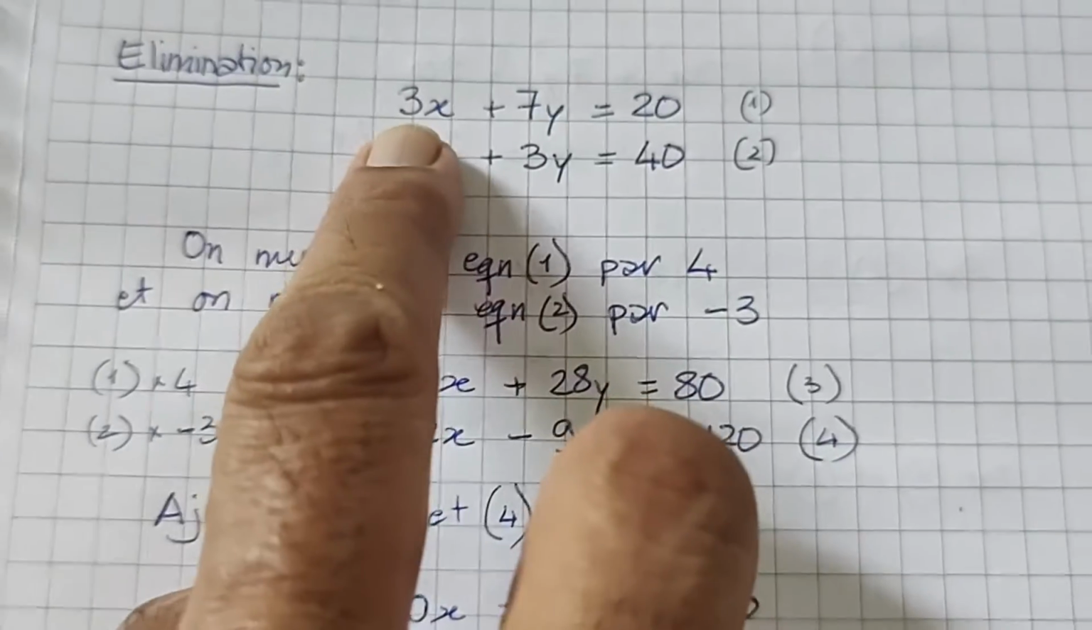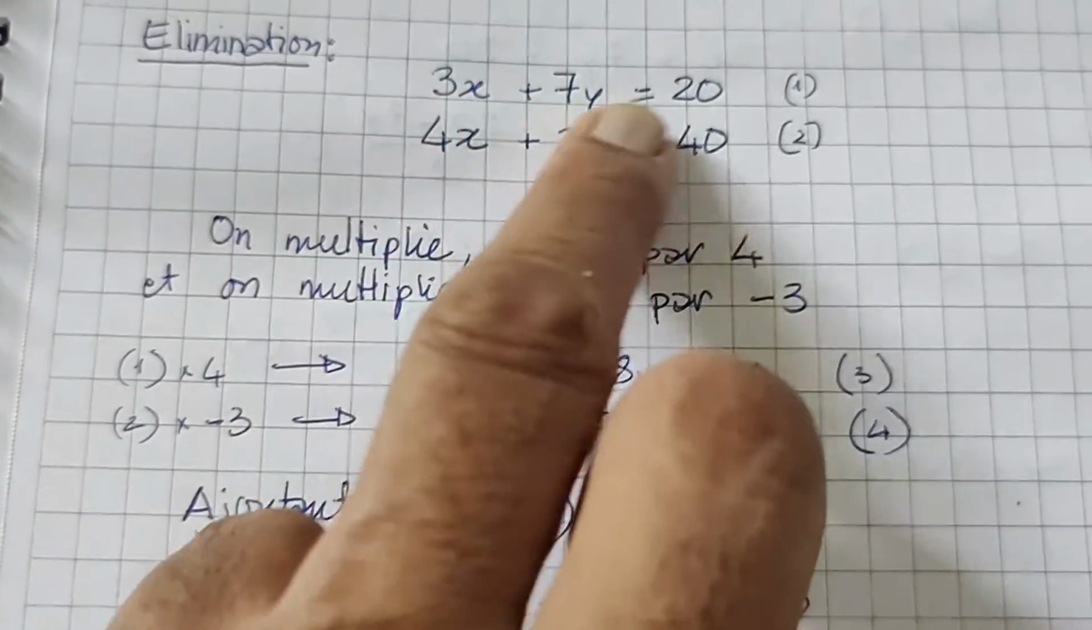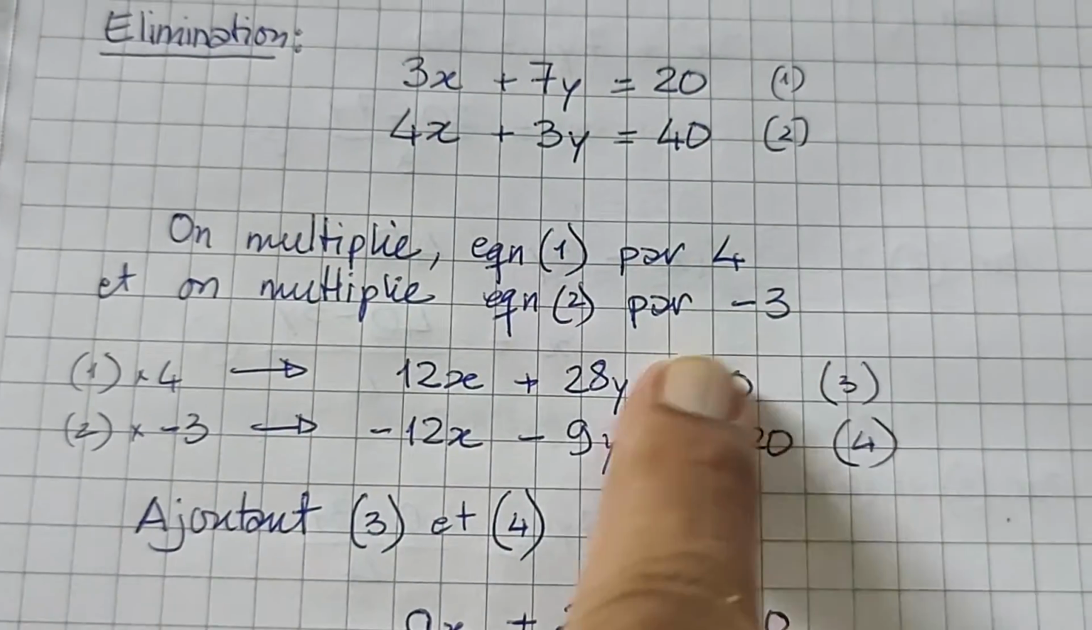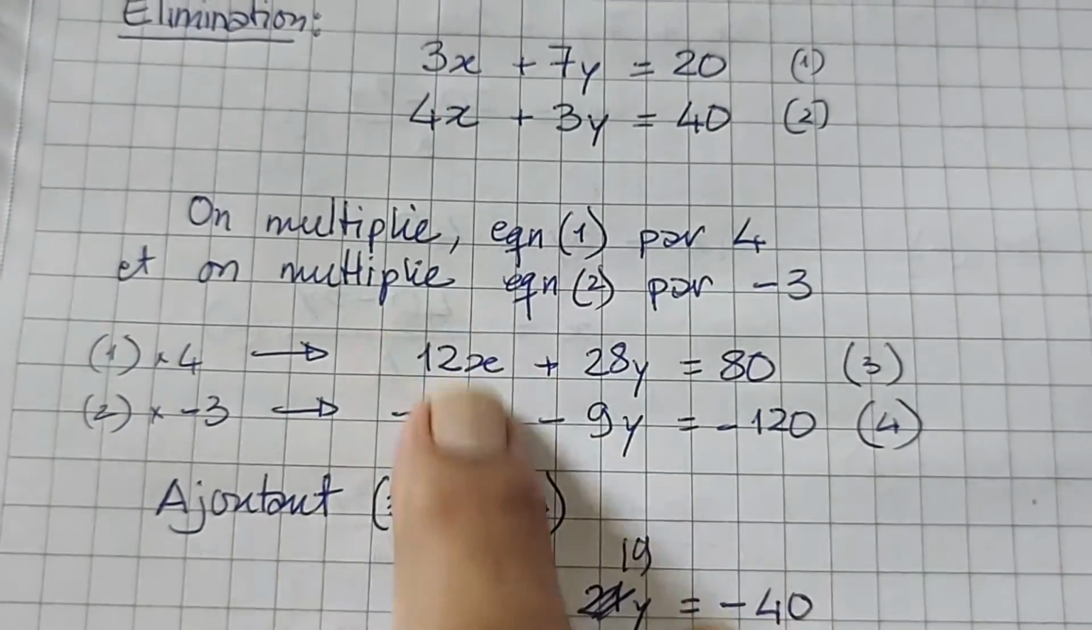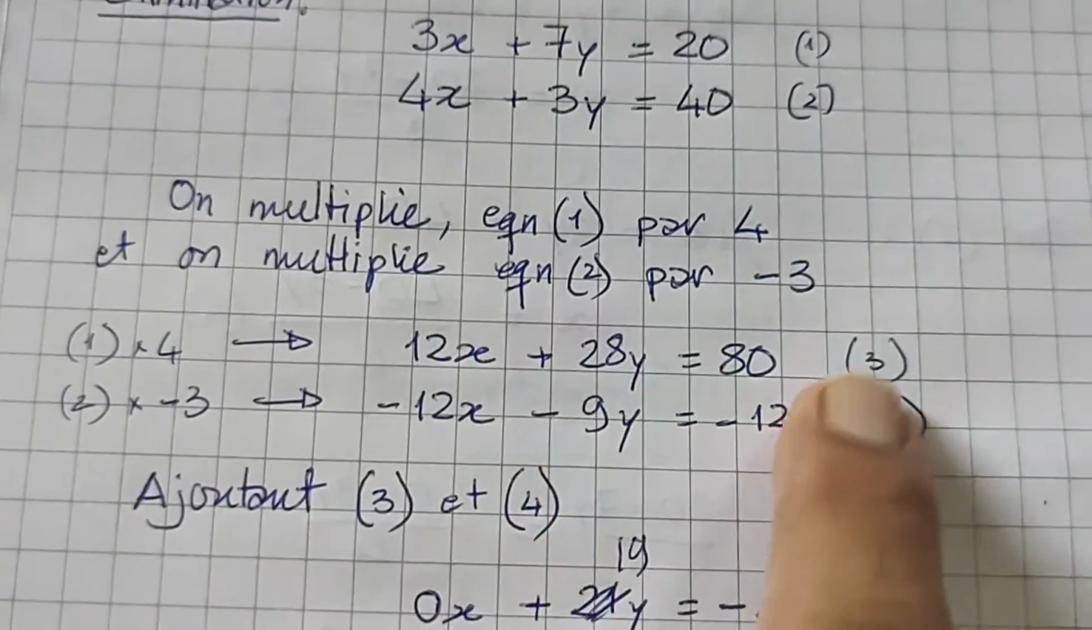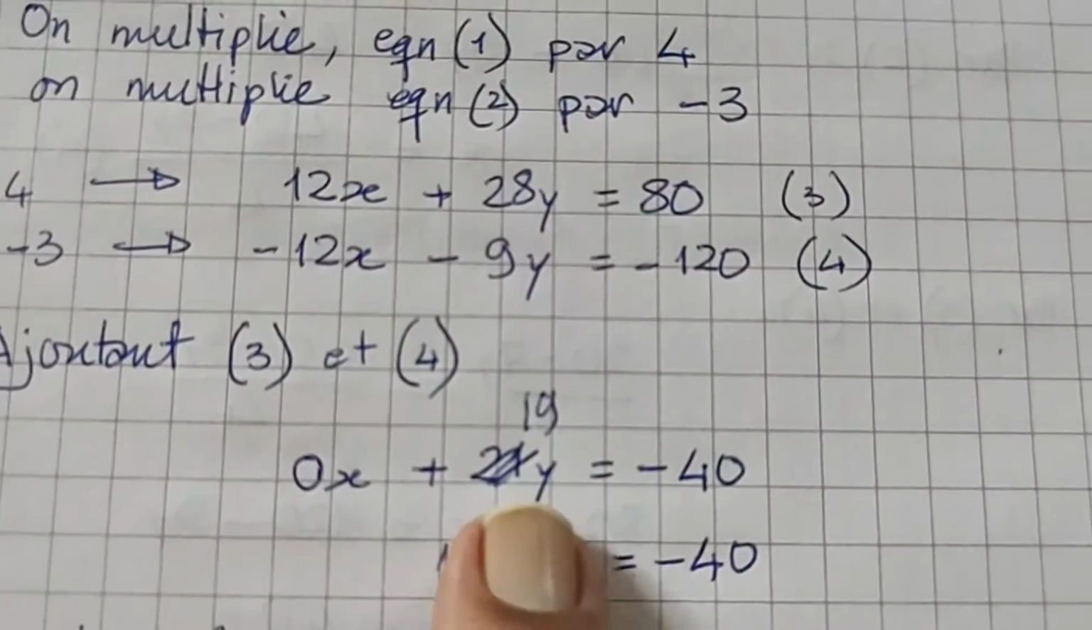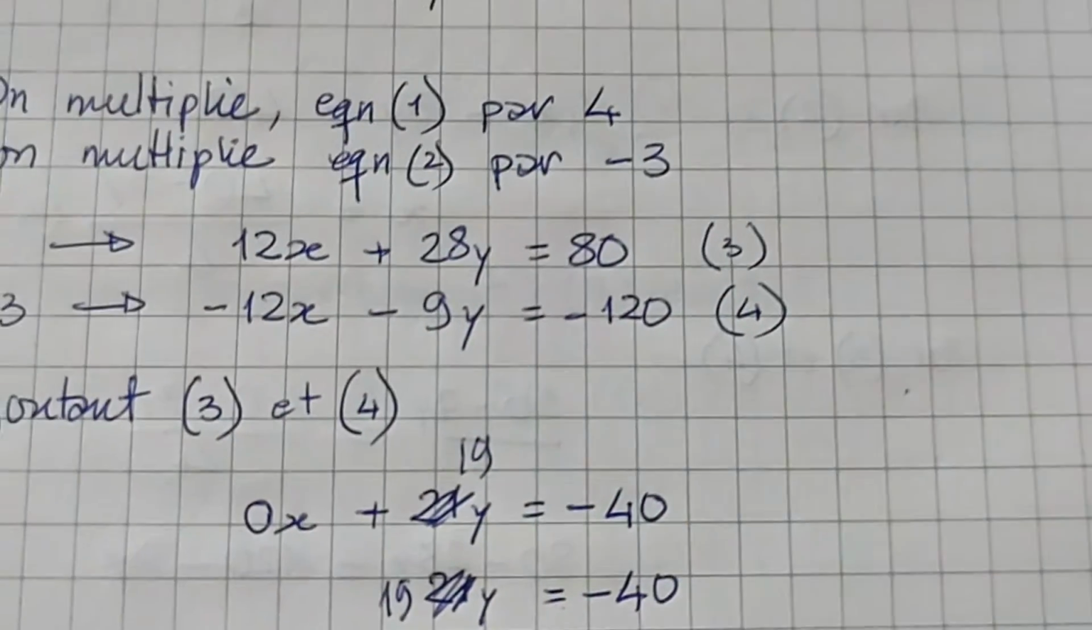Here we multiplied the top equation by 4 and the bottom equation by minus 3. So we got 12x minus 12x. When you added them, only this part was left: 19y is equal to minus 40.